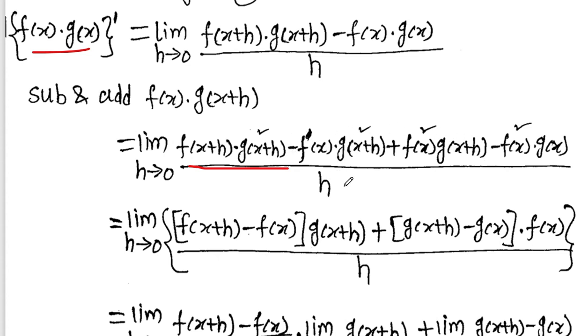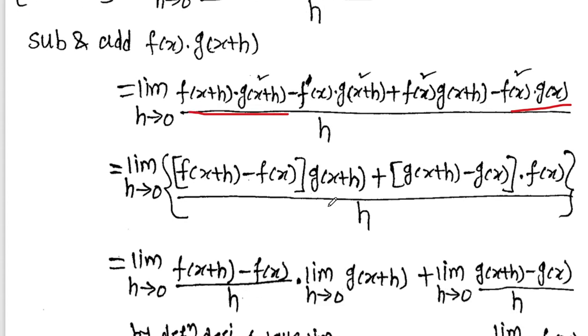What did we do here? We subtracted f of x into g of x plus h and added it again here, so there is no change in the term. Then minus f of x into g of x, this term as it is, divided by h.